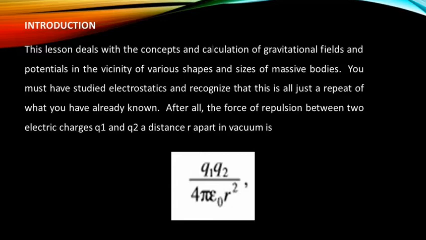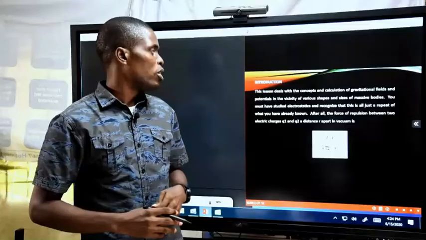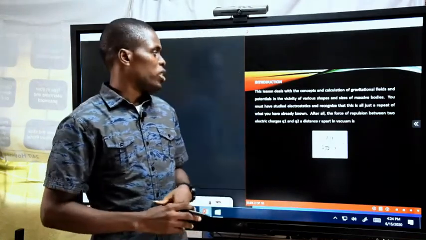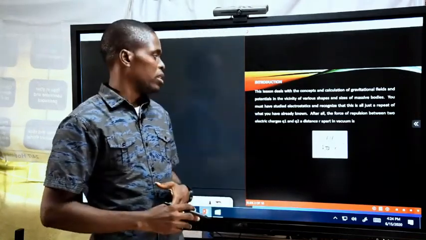Okay, so this lesson will deal with the concept and calculation of gravitational fields and potentials in the vicinity of various shapes and sizes of massive bodies. And we must have understood and studied what is called electrostatics from our previous classes.